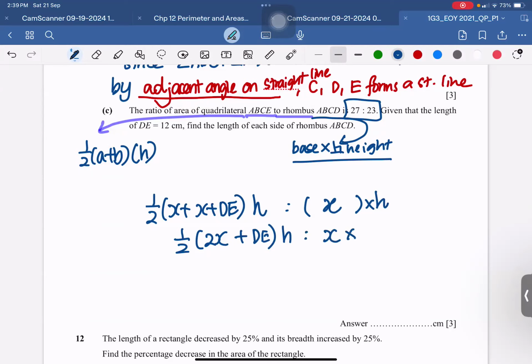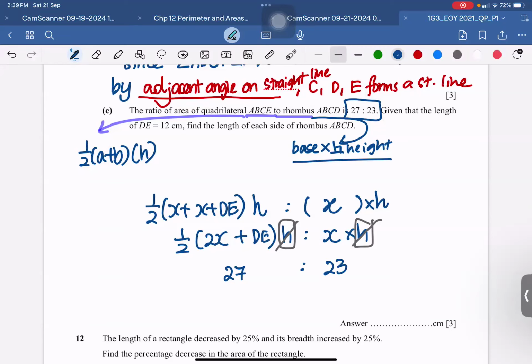and X times H. Observe on the ratio, both sides, I can cancel away the letter H. This is common. Okay, so this is actually the letter H. Then it's given to me that the ratio is 27:23. What does this mean?